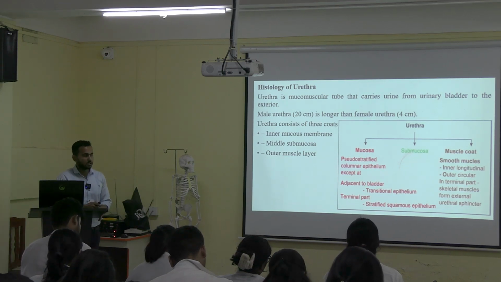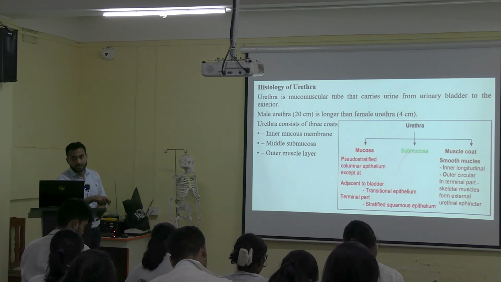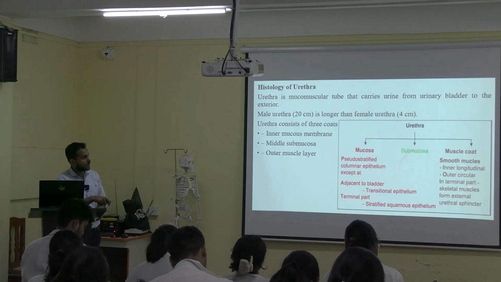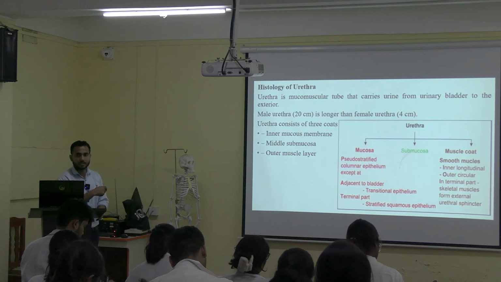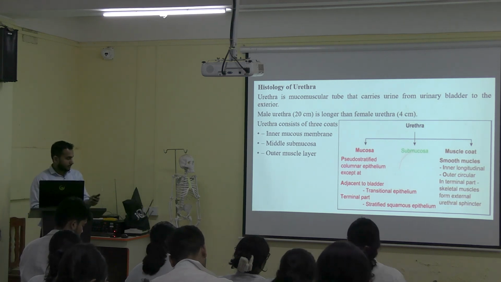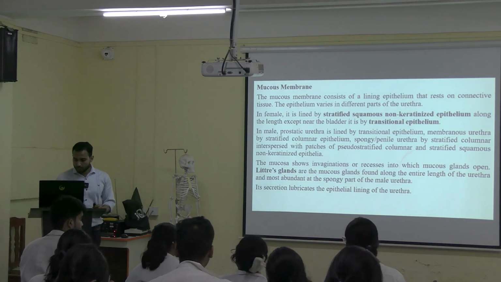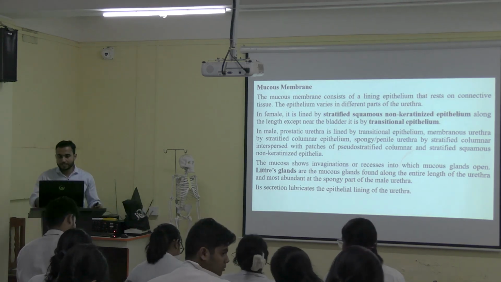Submucosa, as I said, loose areolar tissue. Muscle coat, you can see smooth muscle, inner longitudinal, outer circular, and at the terminal part we are getting the skeletal muscle which is forming the external urethral sphincter. Now again you have to notice, here I have not mentioned the male and female.